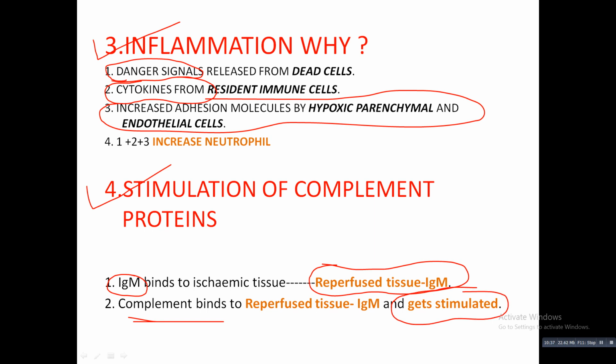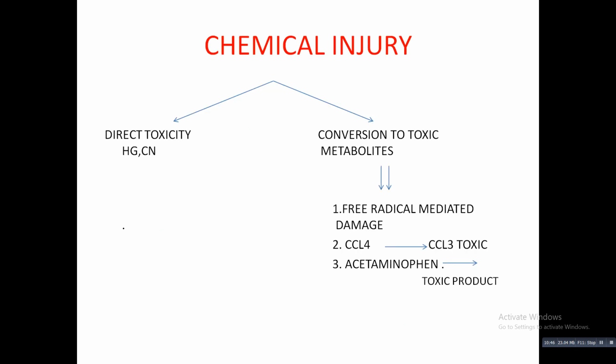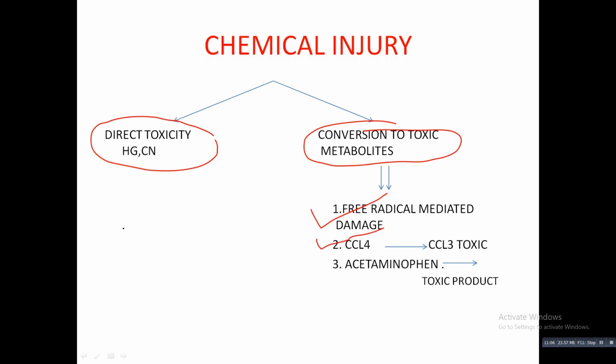Now going to the third component, that is chemical injury. Chemical injury is very simple. They can be direct chemical injury, for example, by mercury as well as cyanide, or certain substances might get converted to toxic metabolites. For example, they can be free radical mediated injury to the cell, or for example, carbon tetrachloride can be converted to CCl3, which is toxic. A third example is acetaminophen getting converted to a toxic metabolite, which causes injury. All of these are examples of chemical injury.